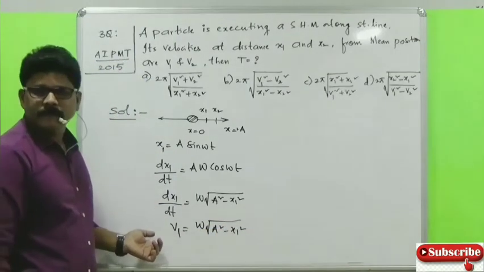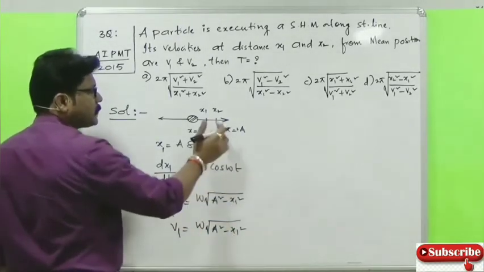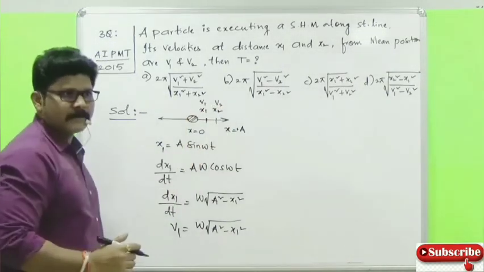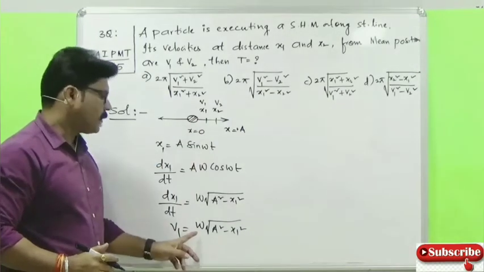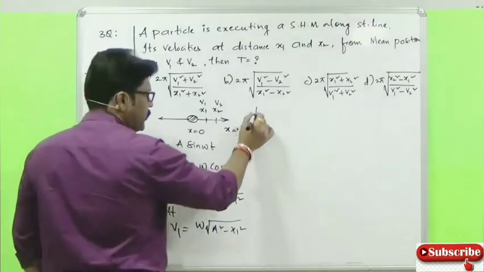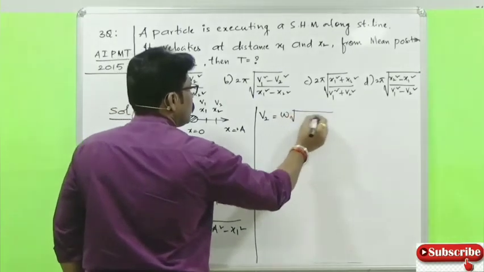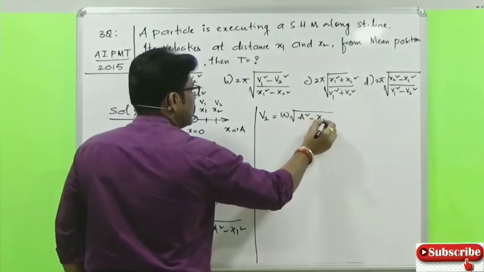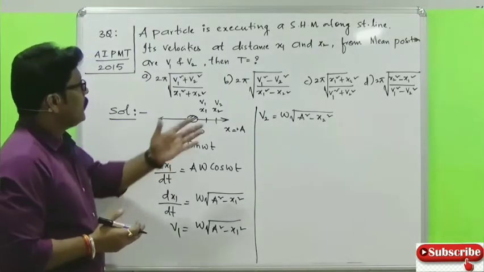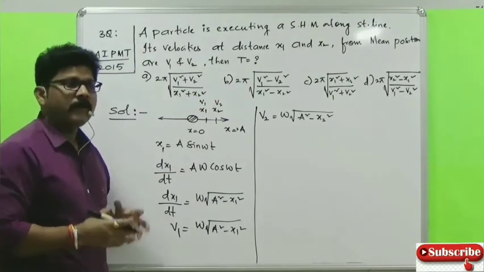This is v1. Similarly, I can write v2. So v1 is at a distance of x1, and v2 at a distance of x2. So v1 at x1 is omega into under root of a square minus x1 square. Now similarly, v2 equals omega into under root of a square minus x2 square. Am I right? What I want, given v1 and v2, is the time period. How to calculate the time period?